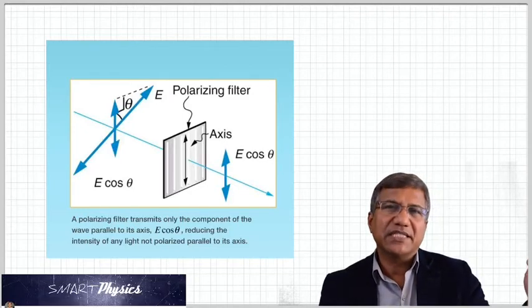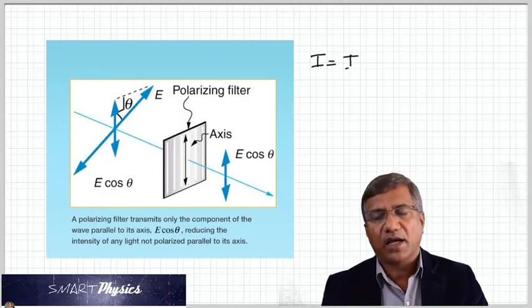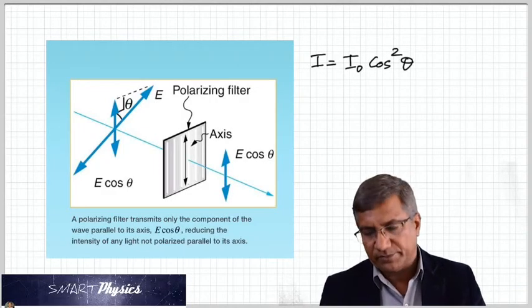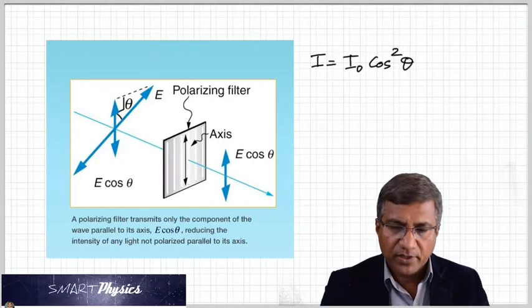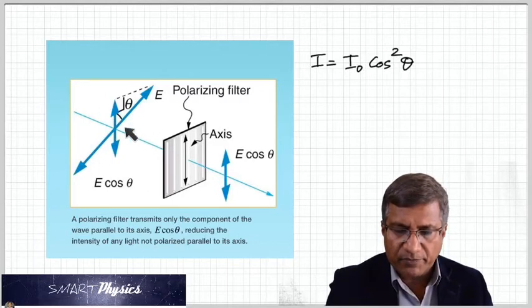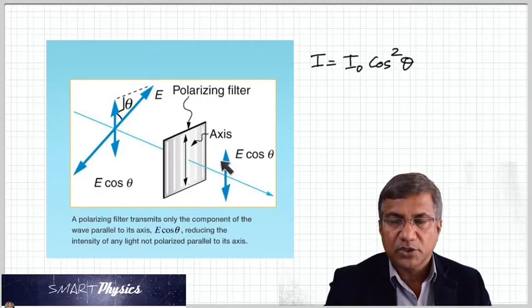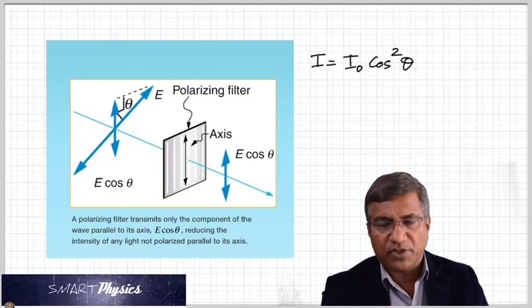One is the intensity of light that comes through, given by I is equal to I naught cosine square theta. Let me explain. I naught is the maximum intensity. So I naught is the intensity of this light, but after it passes through the polarizing filter, the intensity is I. And what does it depend on? It depends on the angle. So theta is the angle.